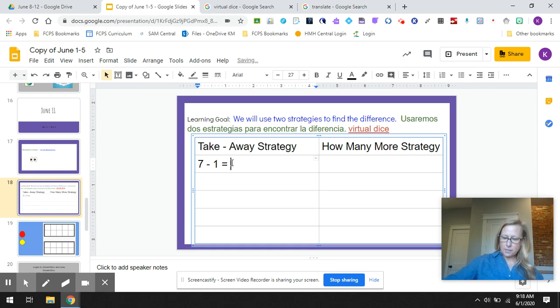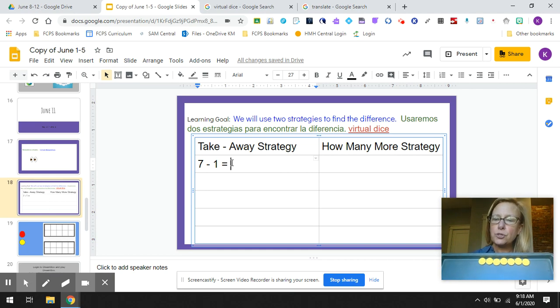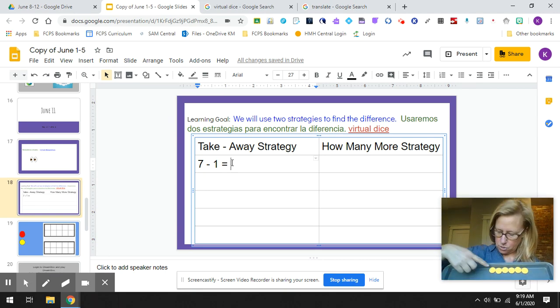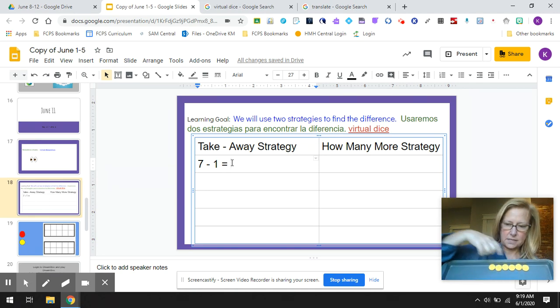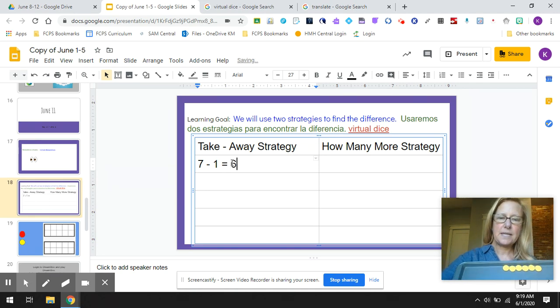So one way I can solve this is the takeaway. You can use manipulatives at home just like me, or you can use your virtual manipulatives. 1, 2, 3, 4, 5, 6, 7. Now I simply take 1 away, and how many do I have? 1, 2, 3, 4, 5, 6. So I would have 6.